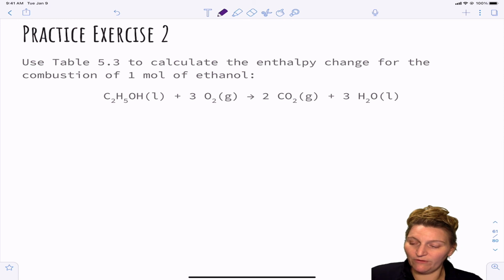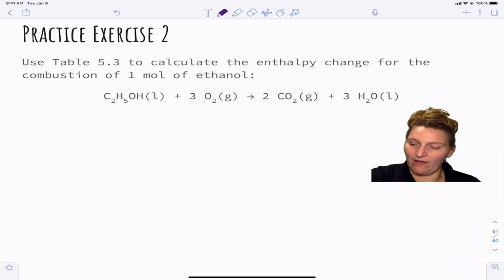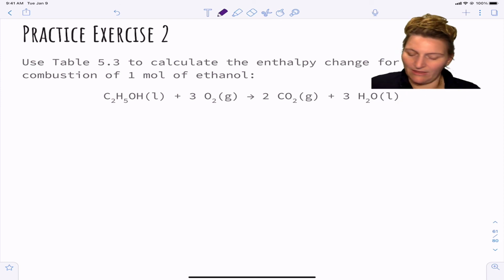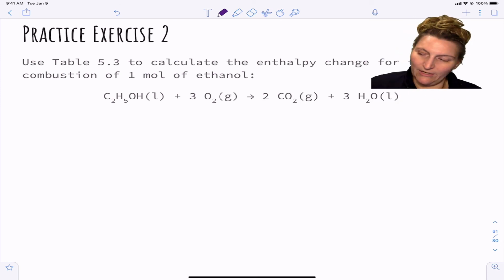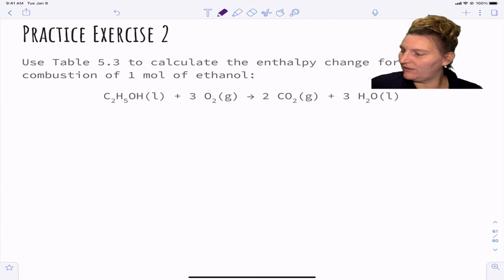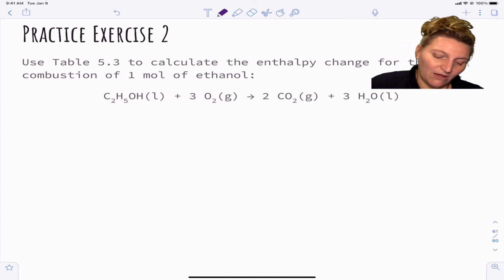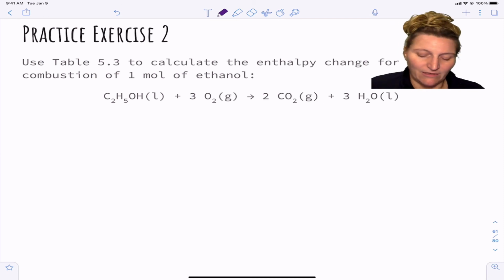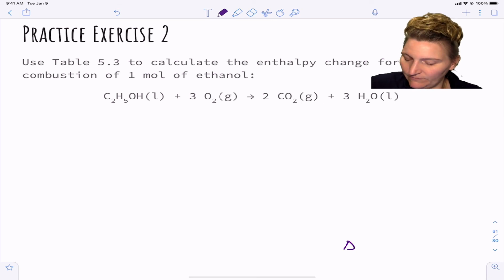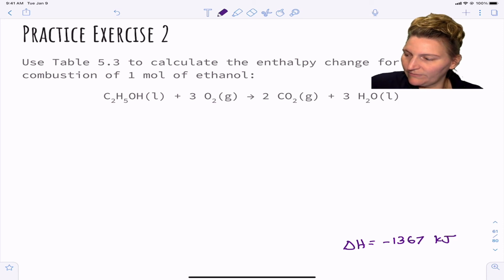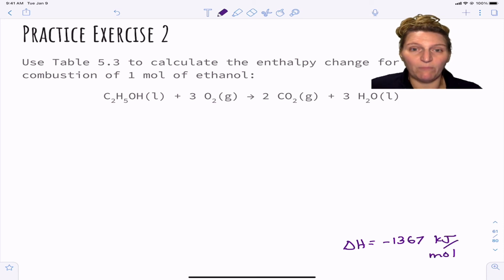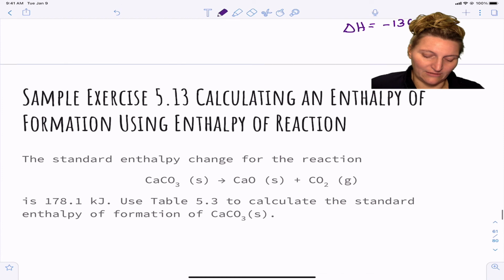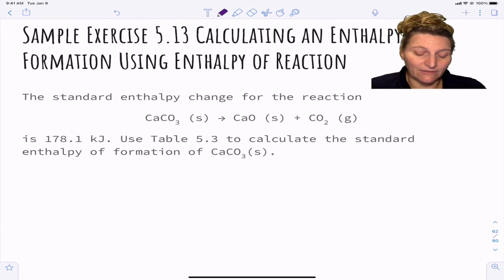And this is another one for you to try. It's very similar. Use table 5.3 in order to calculate the energy of combustion of ethanol. So I'm going to leave this blank because I don't want this to be too long. Do this problem out. I'm going to tell you right now, the answer is negative 1367 kilojoules per mole. So see if you can do that. Pause the recording. See if you can do that and get that answer there. Because the next problem is a little different.